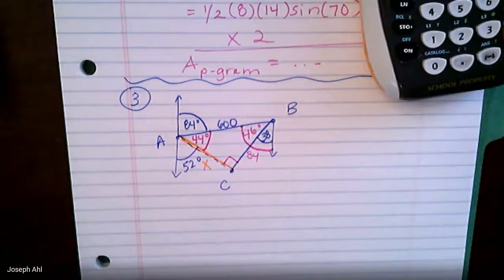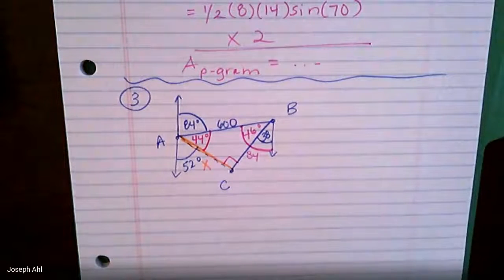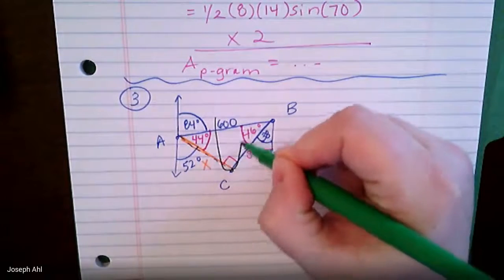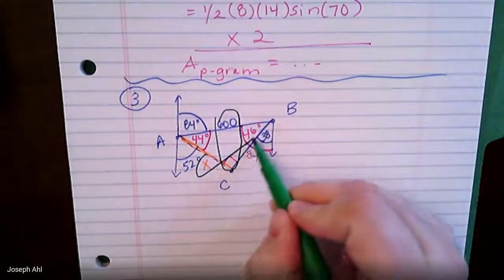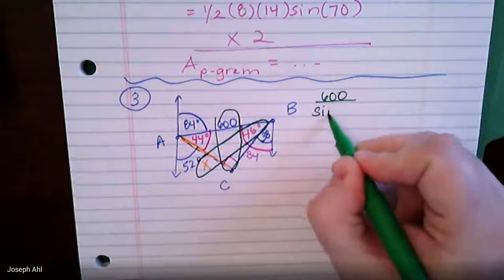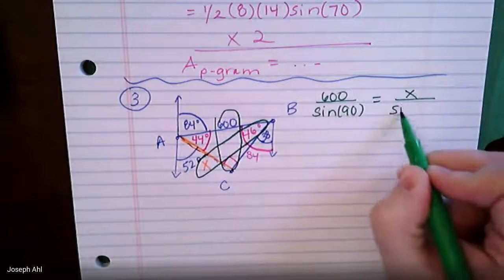If it's a 90-degree angle, you can certainly do SOHCAHTOA, but that really hasn't been a focus much in this unit. So to find side X, what I might expect to see is maybe some law of sines. Just because we haven't done law of sines at all today, law of sines would look like this. You would do 600 over sine of 90. That would equal X over sine 46.